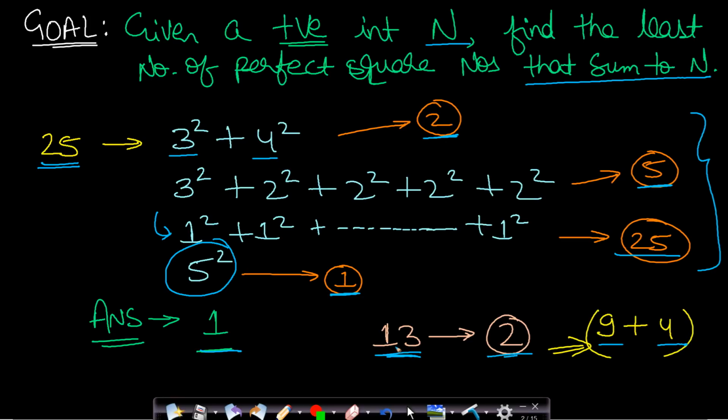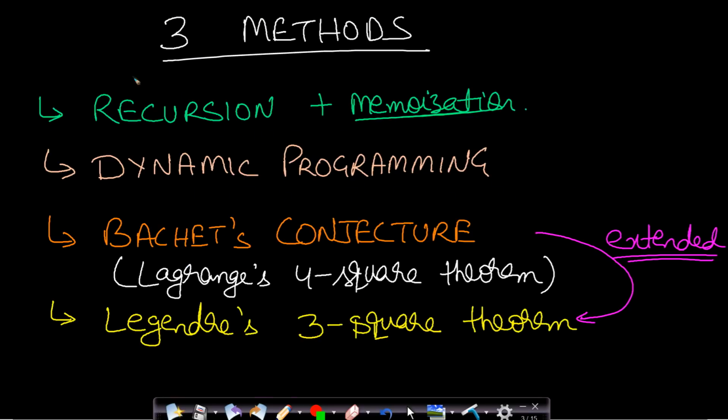So I hope you got the problem statement. Let us now look at the methods by which we can solve this. I will be showing you 3 solution methods. First one will be by using recursion plus memoization. Second one will be by using the dynamic programming tabulation method. And the third one will be by using Legendre's 3-square theorem, which is derived from Bachet's conjecture, also known as Lagrange's 4-square theorem.